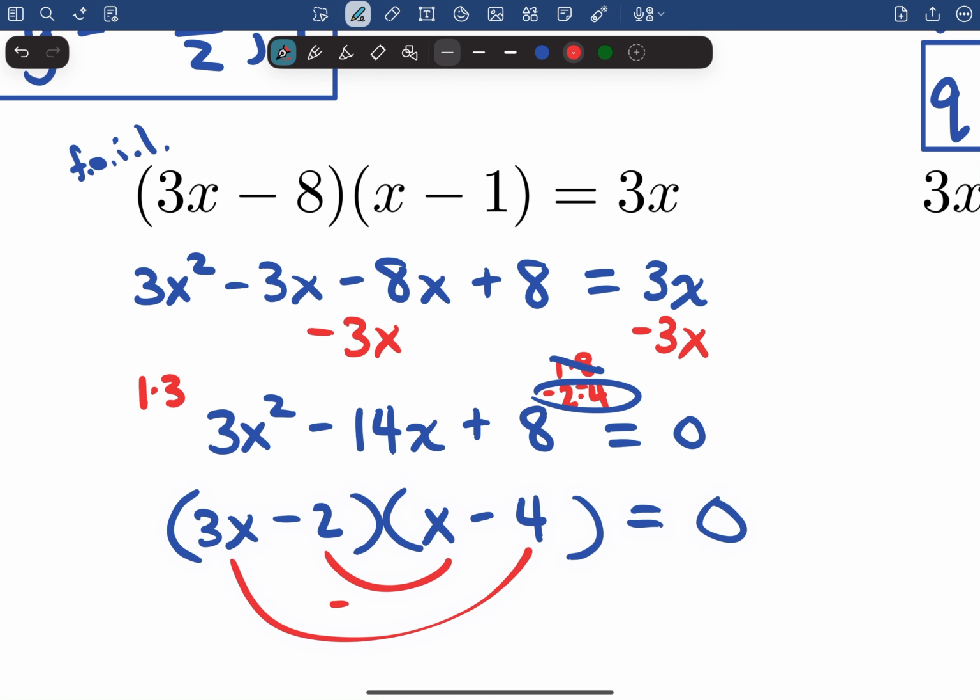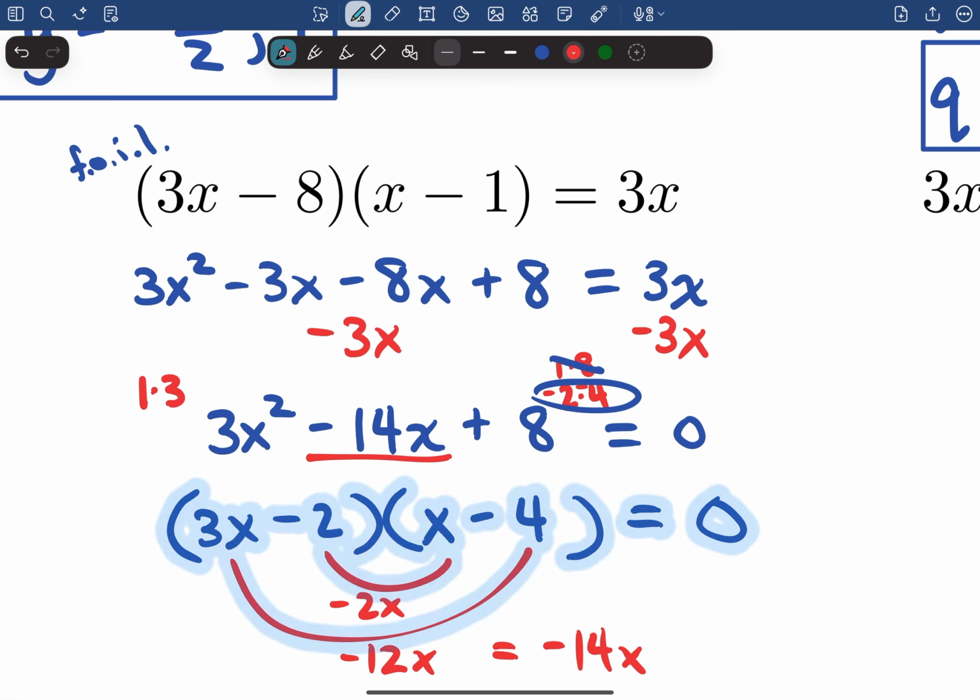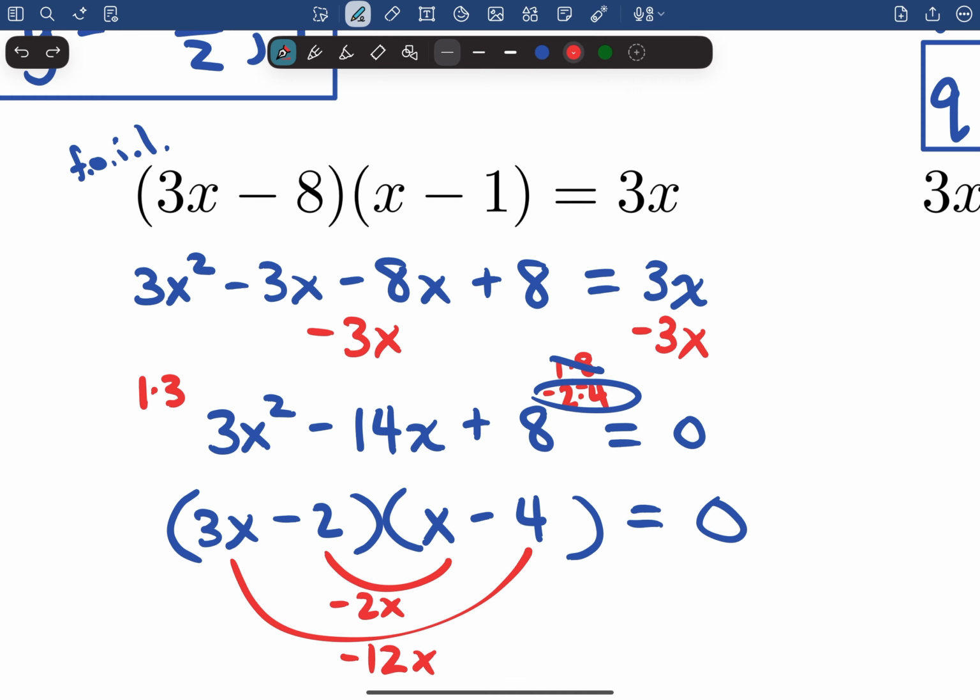Negative 2 times x is negative 2x. And 3x times negative 4 is negative 12x. And if I sum negative 2x plus negative 12x, it gives me negative 14x, which is exactly what the middle term is right here. And this is why I've made all the decisions that I've made. Okay, and so there I have now factored. Okay, I'm going to erase some of this side work that I just did to get the results that I have.